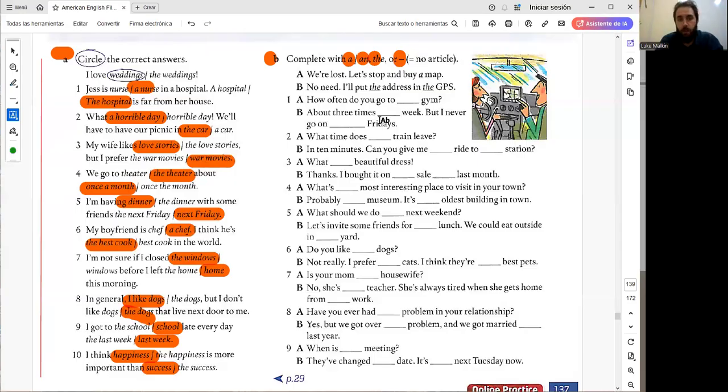Okay, let's check. Number one, how often do you go to the gym? The gym is considered one of those places where it's a specific one that everybody knows about. It's more natural to use the, even though there is logical justification for a, because now there are gyms everywhere. But you only ever go to one gym, probably. So how often do you go to the gym? About three times a week, but I never go on Fridays, with no article.